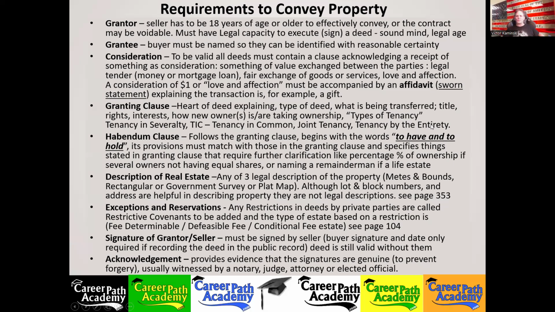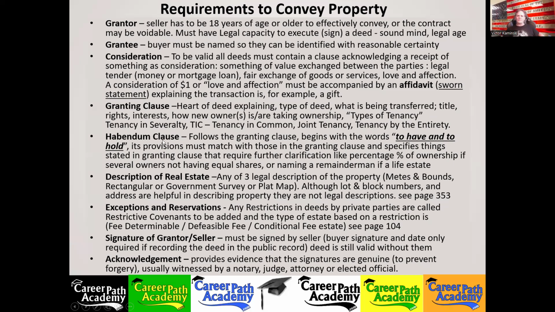Okay, so we've got a couple words with A that we need to learn about. An affidavit, we need to know that. What is an affidavit? It's a sworn statement. Then down here at the bottom, an acknowledgement. Basically provides evidence the signatures are genuine because maybe they checked your ID or they know who you are. A granting clause is the heart of the deed, explaining the type of the deed, what is being transferred, title, rights, or interest, and how new owners are taking ownership, like the type of tenancy, if it's tenancy in severalty, tenants in common, joint tenancy, or by the entirety.